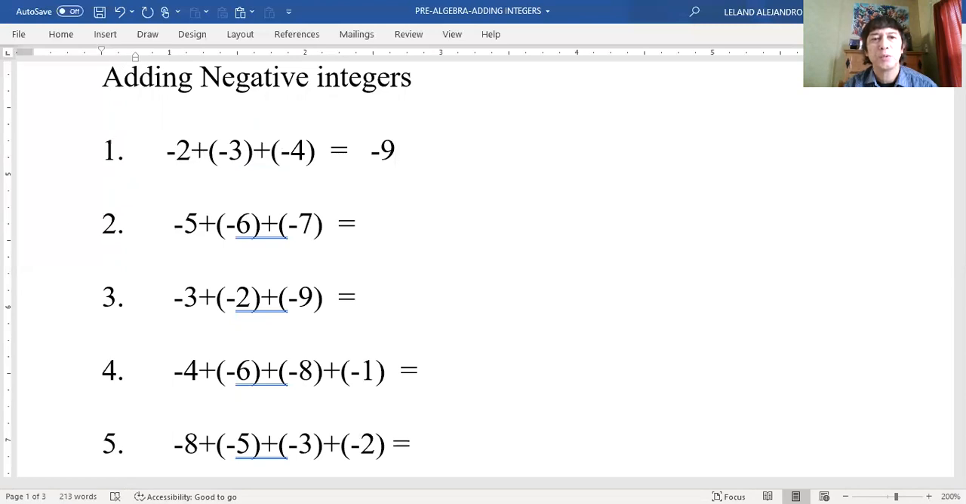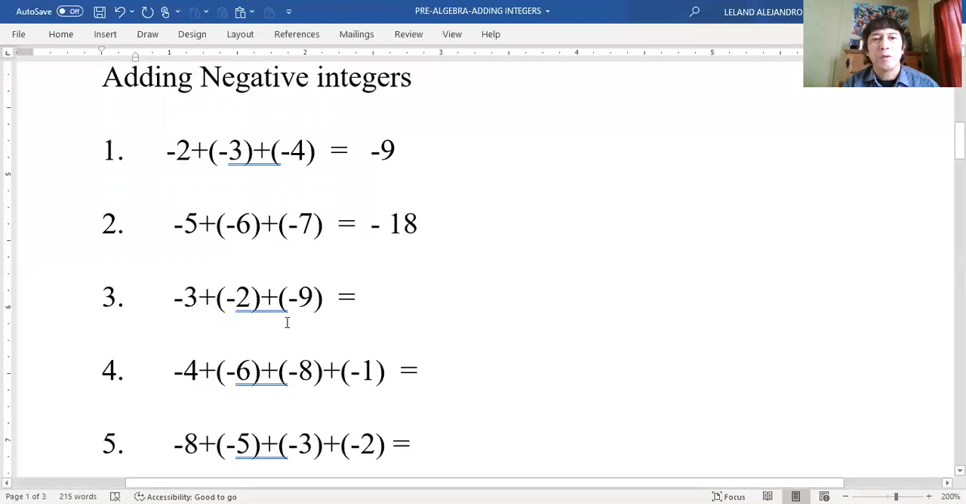Next, we have number 2. We're going to add negative 5 plus negative 6 plus negative 7. So these are all negative numbers again. So negative 5 plus negative 6, that's negative 11. Negative 11 added to negative 7, that will be a negative 18. So the answer here for number 2 is negative 18.